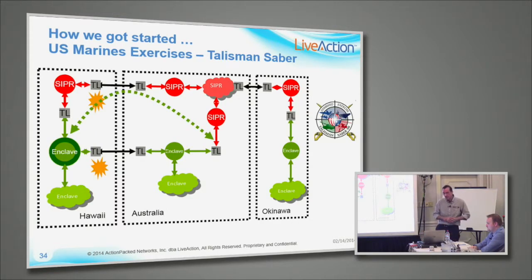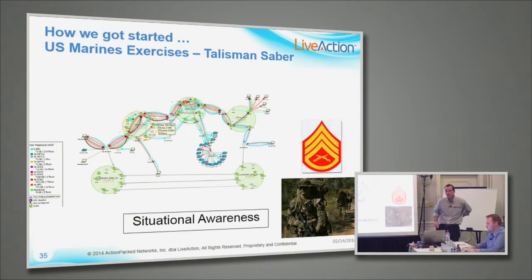So the second exercise we worked on is called Talisman Saber. We're working with the Marines, and they're doing joint operations with Australia. And they have this limited bandwidth going from Hawaii back to Australia. They're working over a secret backbone, for example. And we help with the quality of service aspect of it. But the interesting thing about this was I was working with a staff sergeant here. He probably was in his 20s. And I gave him about 30 minutes of training on the tool. And I come back the next day.